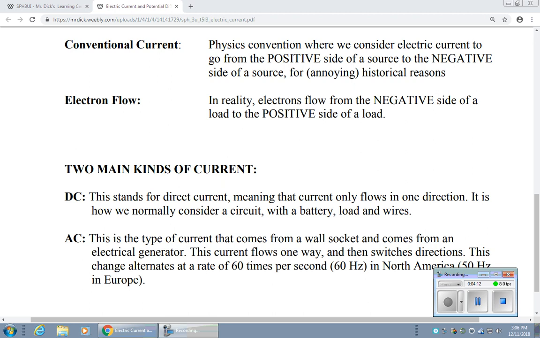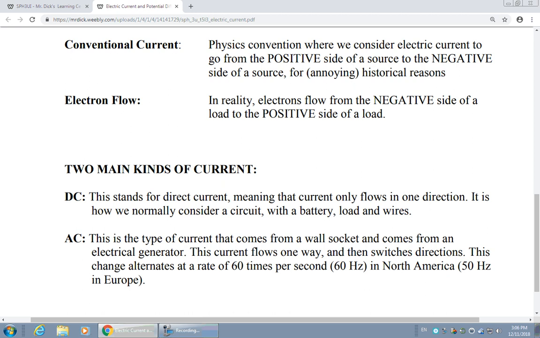But there are a couple other important details related to current that we need to discuss in this note. One of them is trying to sort out the difference between something that we call conventional current and electron flow. Years ago, back in the 1800s, when they were first experimenting with these concepts and realized that charges could flow and that they could measure these different quantities, they really didn't know what kind of charged particle it was that was moving, and whether it was positively charged particles that moved or negatively charged particles that moved.